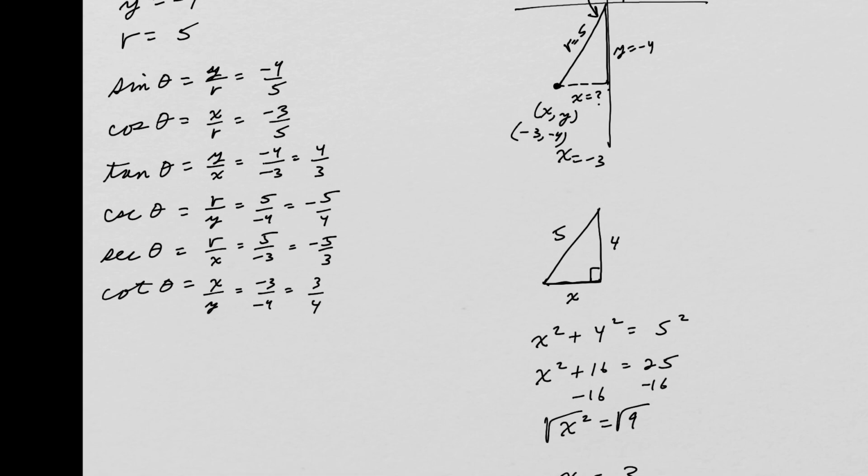So often it helps to draw pictures, and use Pythagorean theorem to get the unknown side. That comes up often. Okay, let's do one more example.